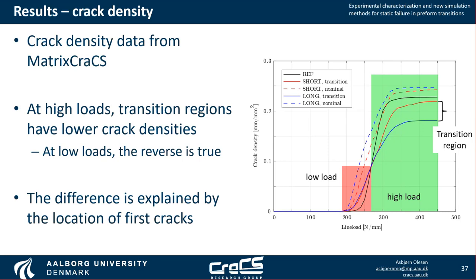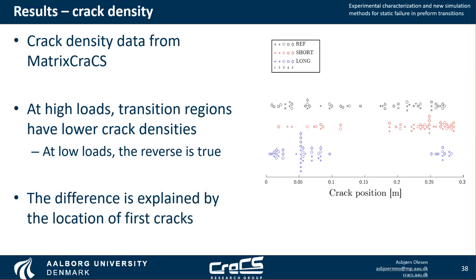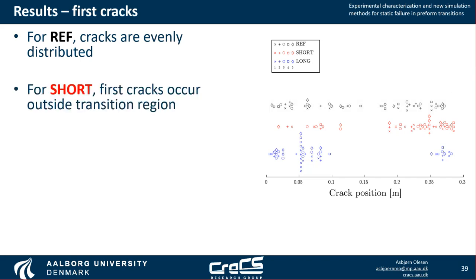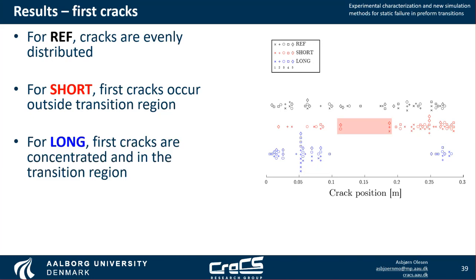To understand what is going on, we look at the location of these first cracks. So here we see a plot of the first 5 cracks observed on each specimen. For the reference specimens, they seem to be distributed evenly. This is as expected. For the short specimens, we see that the first cracks appear primarily outside of the transverse or the transition region. For long specimens, they seem to be concentrated, and they seem to also occur in the transition region.